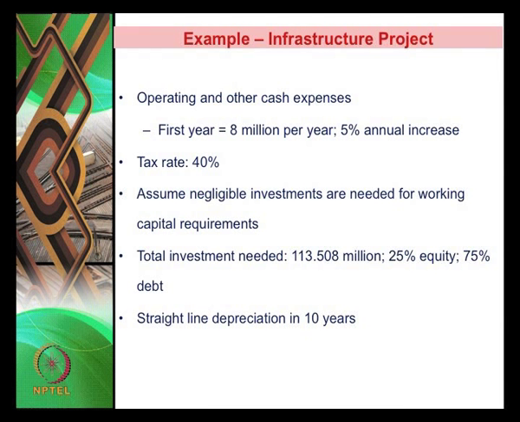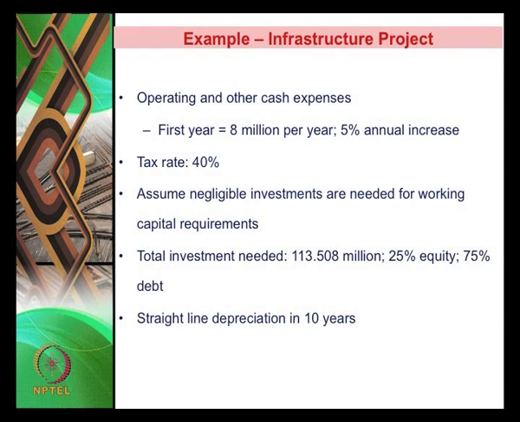And there are also some of the other costs that were mentioned. We talked about operating and other cash expenses. In the first year it would be 8 million per year, and subsequently the costs are expected to increase at a rate of about 5%, and then the tax rate is 40%. We assumed the working capital investments required are negligible. This is a very simplistic assumption to make, but nevertheless, given the fact that the investments required otherwise are fairly large, we will assume that the working capital investments might not constitute a very significant portion.